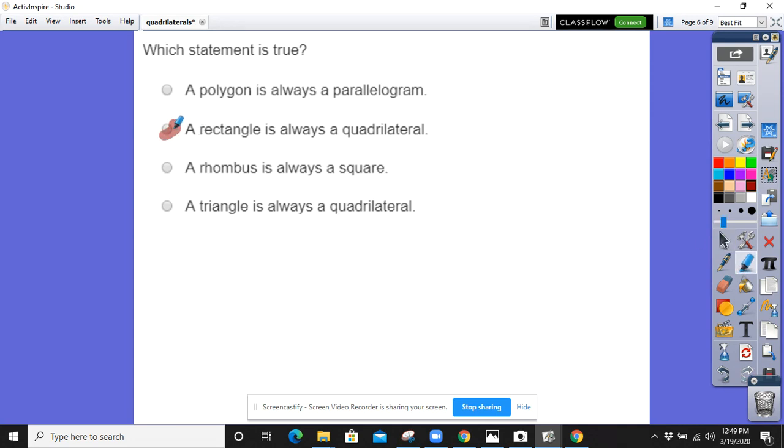A rhombus is always a square. That is not always true. And a triangle is always a quadrilateral. That should have easily been eliminated. A triangle has 3 sides. Quadrilaterals have 4 sides, so that's not true.